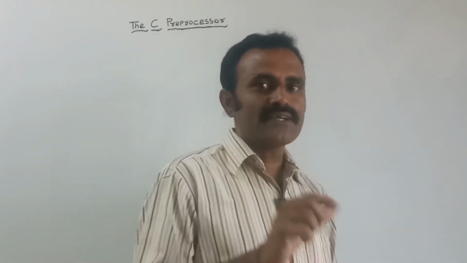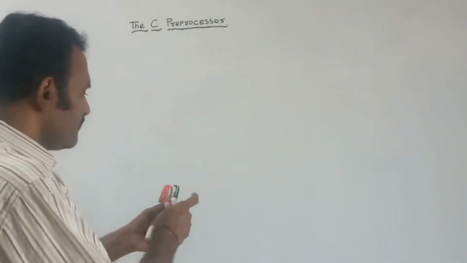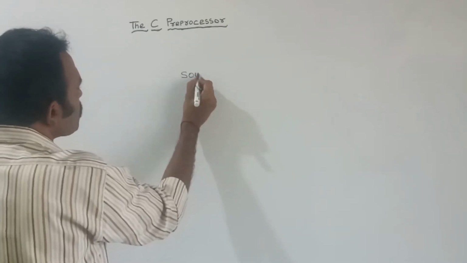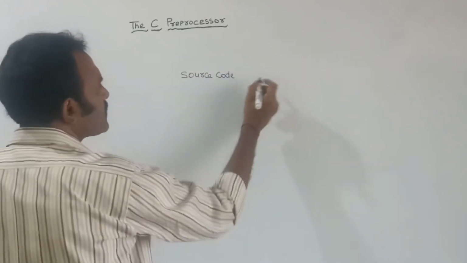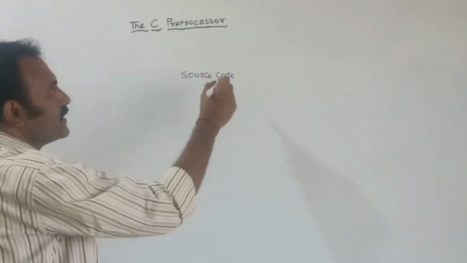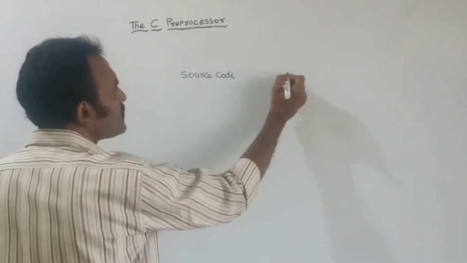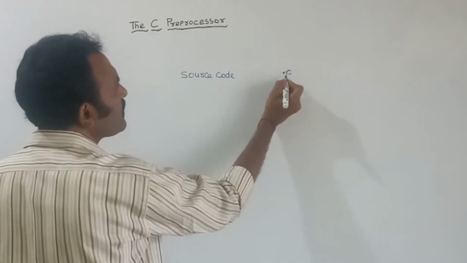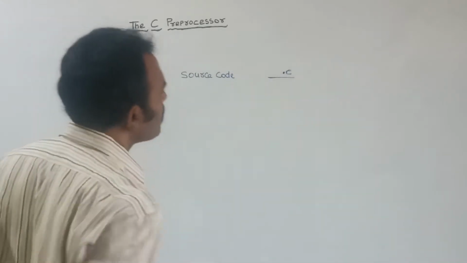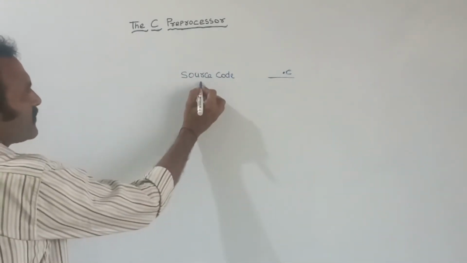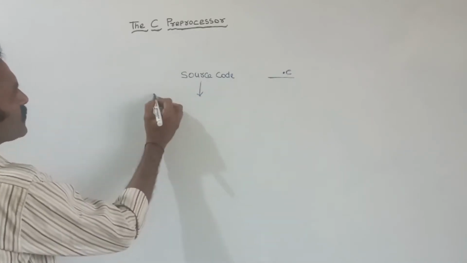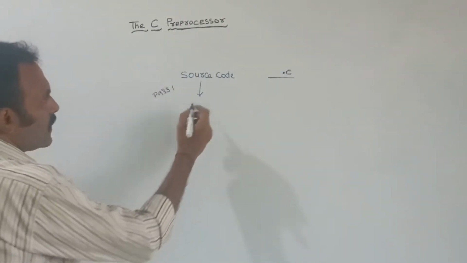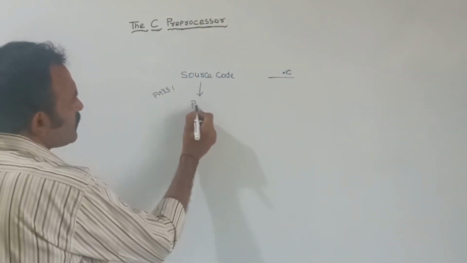See, now let us see first, very first, this is the source code, our source code. That is the program which we have written in the editor, it is known as the source code. We will save our source code with the extension .c. This file will have the file name and .c. See, at the very first pass, the source code is passed, pass 1 or first pass. It is passed to the preprocessor.